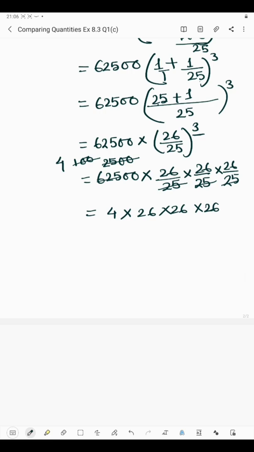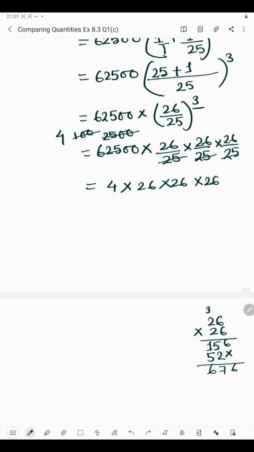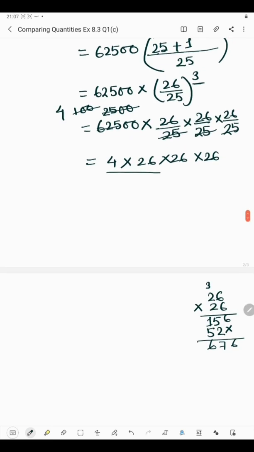Now 26 multiplied by 26. 6 6s are 36, 3 carry, 6 2s are 12, 12 plus 3 is 15. Then 2 6s are 12, 1 carry, 2 2s are 4, 4 plus 1, 5. So 676. Now 26 multiplied by 4. 4 6s are 24, 4 and 2 carry. 4 2s are 8, 8 plus 2 is 10. So it is 104.